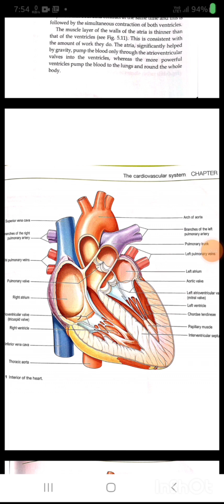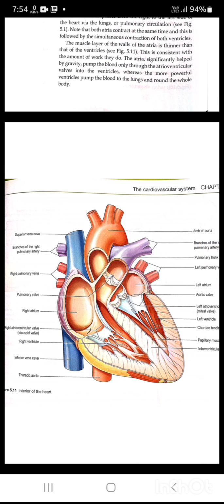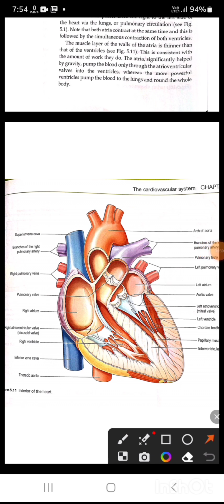So, we come to the pictures. From the superior vena cava and inferior vena cava, the blood is coming into the right atrium. From the right atrium, it passes through the right atrioventricular valve. This one is the right atrioventricular valve, and its name is the tricuspid valve. Through this, the blood comes into the right ventricle.